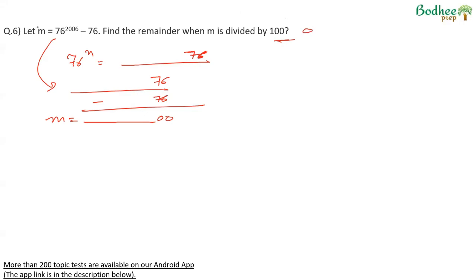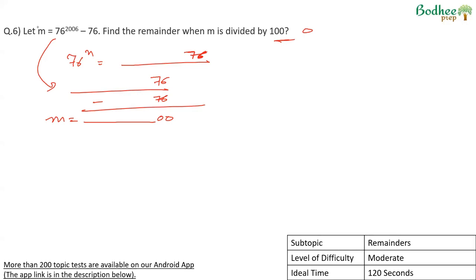We can try to look at other methods as well. But the point is, when we look at cyclicity, we realize the cyclicity of 76. Therefore, just using that, it becomes a one-step question. And therefore, I'm saying at most moderate, but it will not take too much time to solve.